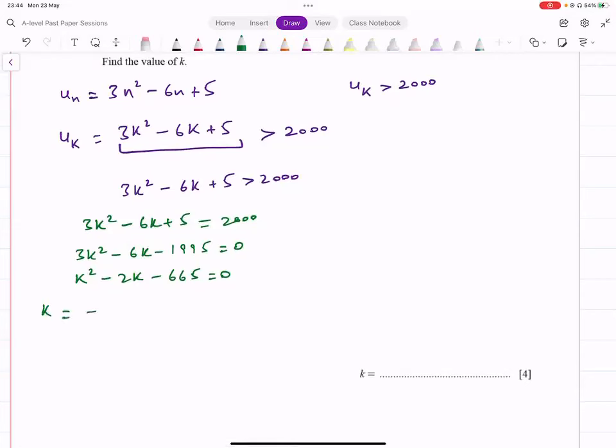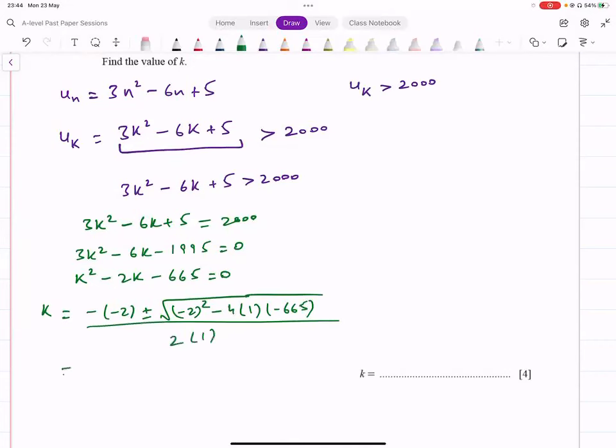Minus b, ये आपने working show करनी है. वर्किंग नहीं शो करेंगे तो आपको मार्क्स नहीं मिलेंगे. कैलकुलेटर से डायरेक्टली सॉल्व करके आपने आंसर नहीं लिखना यहाँ पे, वर्किंग शो करने के मार्क्स होंगे. So that's going to be minus (-2) plus minus square root of (-2) whole squared minus 4 into 1 into (-665), divided by 2 times 1.